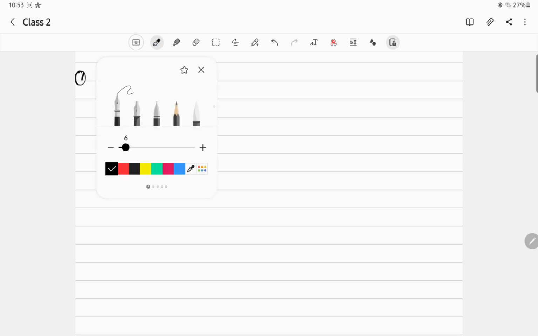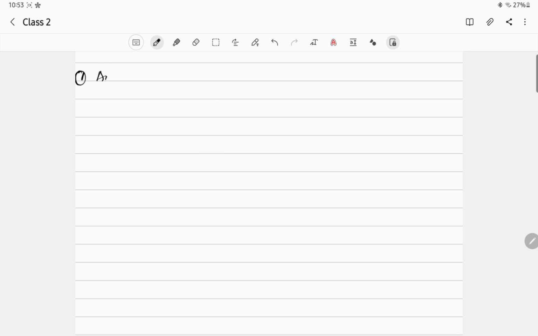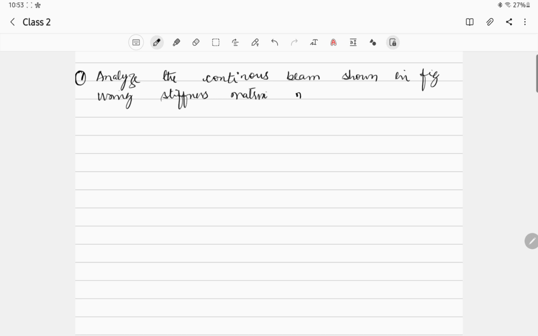Okay, so the question is: analyze the continuous beam shown in the figure using the stiffness matrix method. Okay, so I'll draw the beam here first.